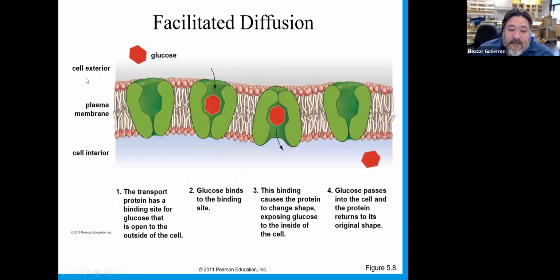Okay. Here we are, facilitated diffusion. We have yummy low glucose. We have our transport protein or channel. The glucose associates with the channel. Once it associates with it, it causes the channel to change shape, releasing the inside. Once it gets released, the channel changes back in shape.